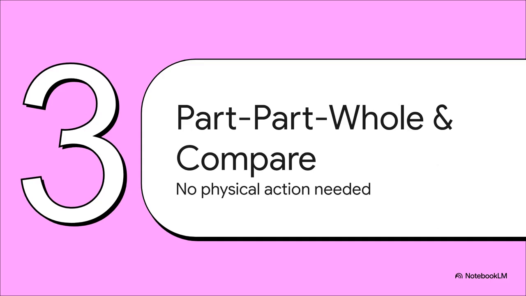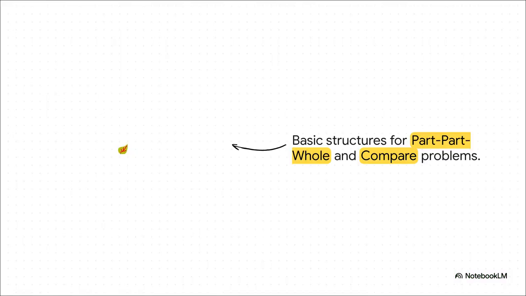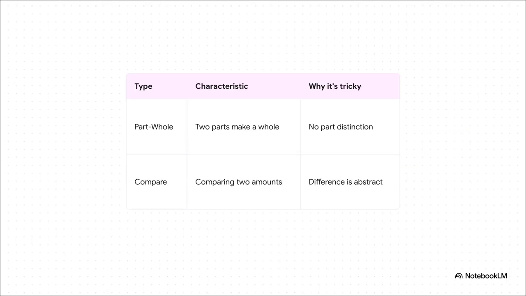Which brings us to Section 3, part whole, and compare. Let's look at situations that don't have a physical action. Imagine a scenario like this. George has 4 pennies and 8 nickels. How many coins does he have? Notice there is no physical action of giving or taking away happening here at all. The challenge for the learner shifts entirely to mental organization. They have to conceptually combine those distinct parts, the pennies and the nickels, into one single whole right in their mind. These 2 non-action structures actually place vastly different cognitive demands on a student.